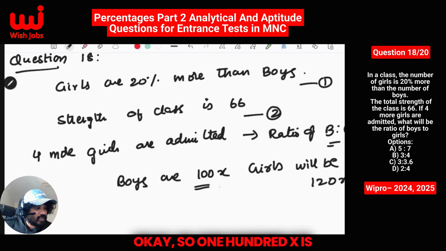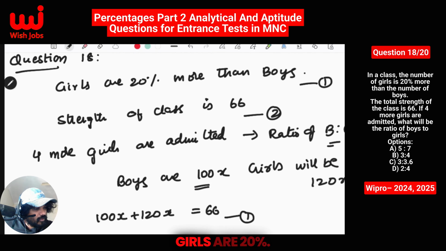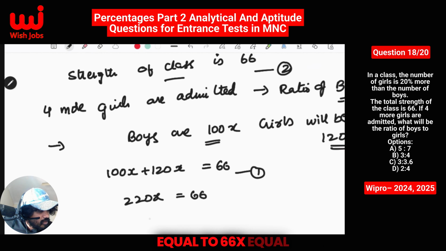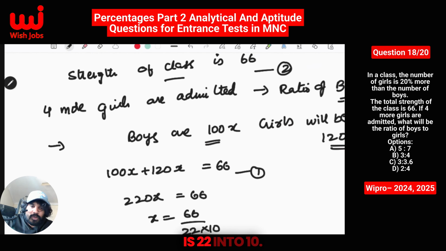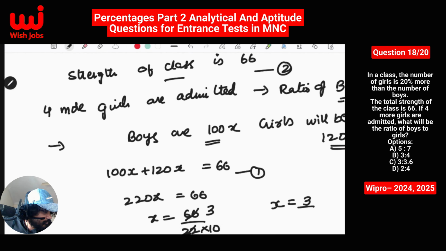So boys are 100x and girls are 120x. So 100x plus 120x equals 66. We took girls as 20% more, and the strength of the class is 66. So 100x plus 120x is 220x equal to 66. x equals 66 by 22 into 10, since 220 is 22 into 10. 22 threes are 66. So x is 3 by 10.